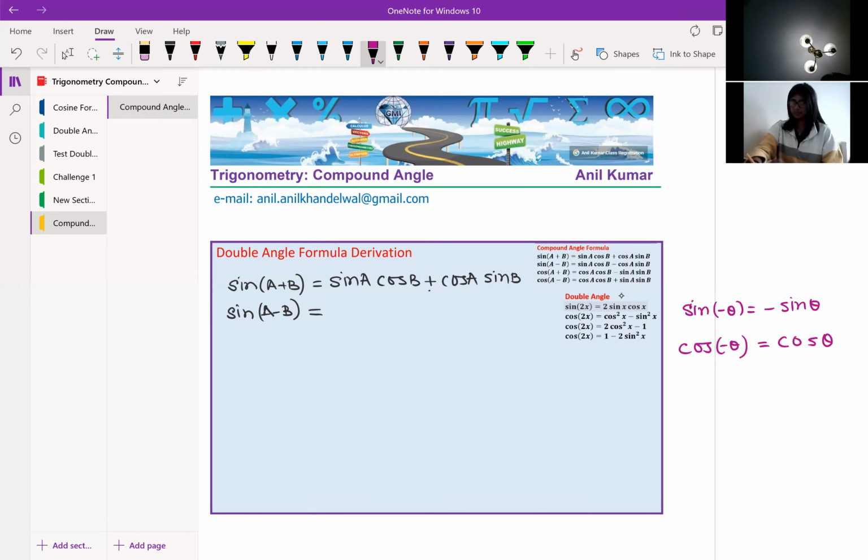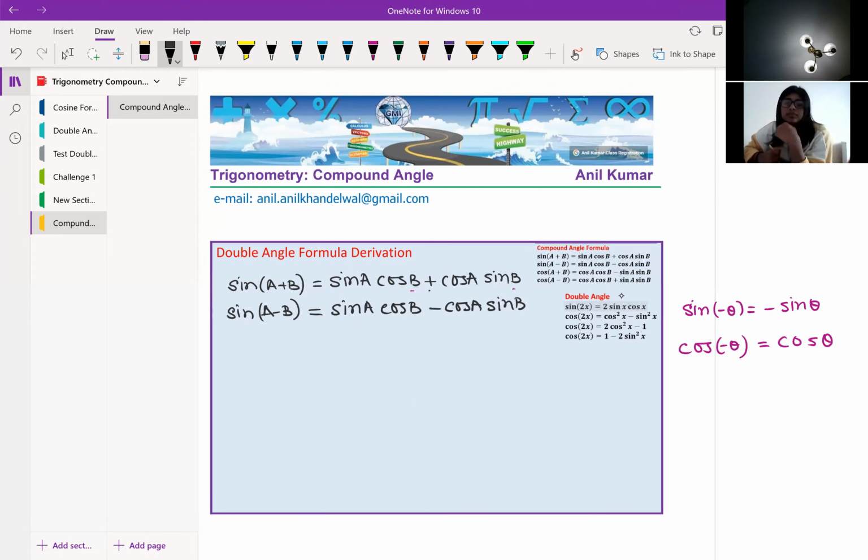So I don't even have to write what is minus, because minus means replace B by minus B, right? Cos will never change. It will remain the same, correct? So in that case, we'll get sine A cos B minus cos A sine B, because sine of minus B is minus sine B. It's an odd function, right? Is that clear to you?